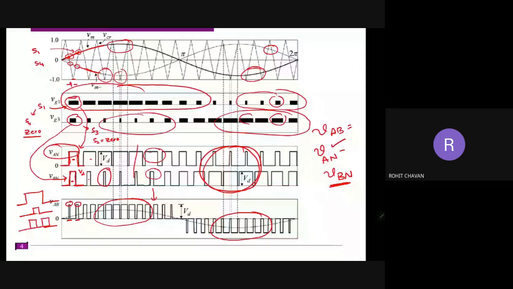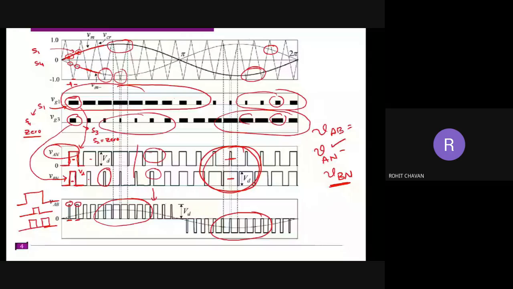See here, I circled this. This is a narrower pulse and this is a wider pulse. So therefore, the negative side is the wider pulse, and the effective output is negative. Clear?